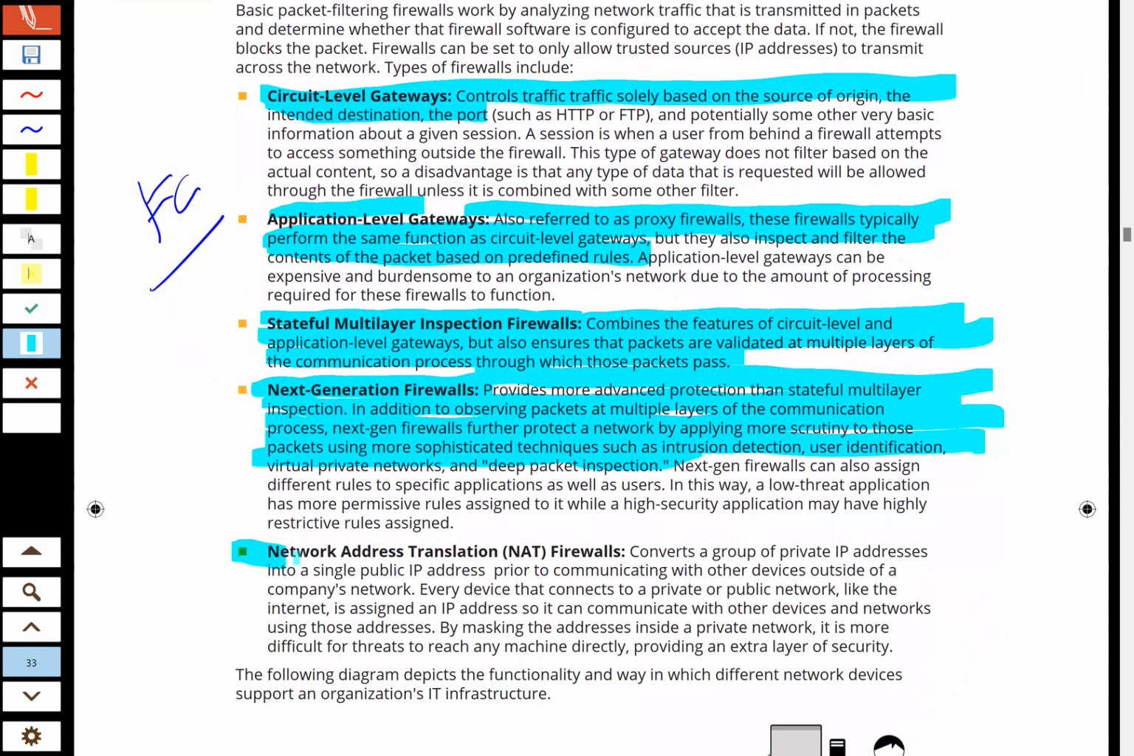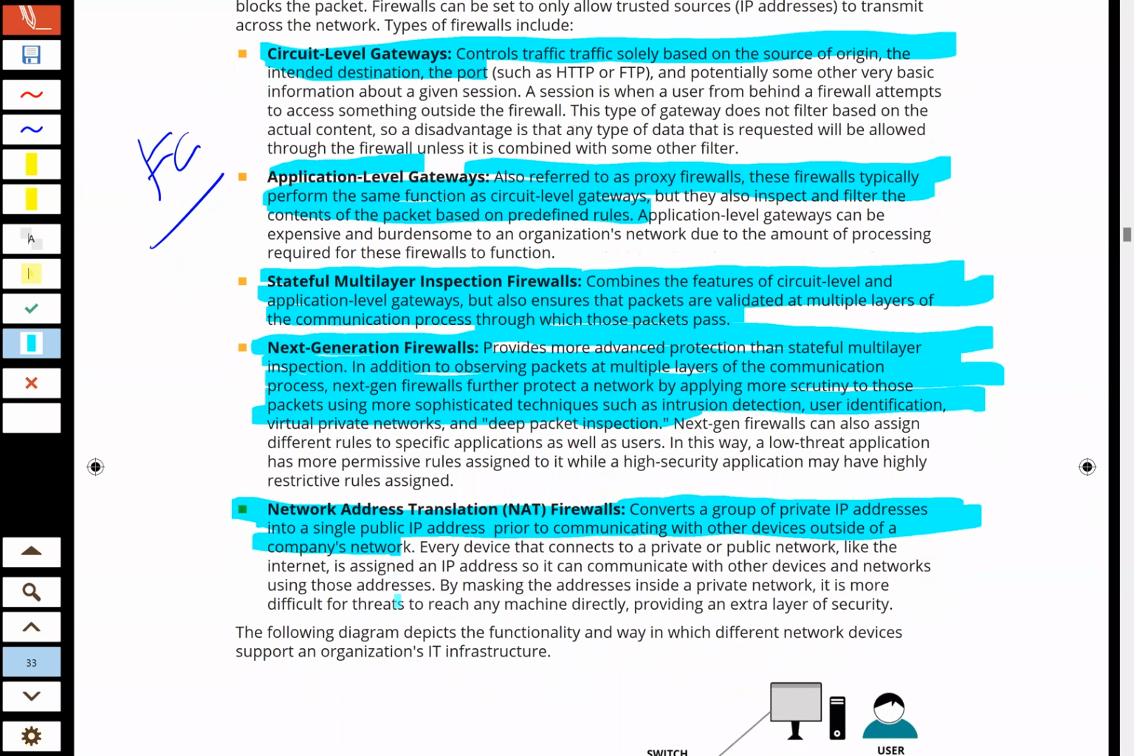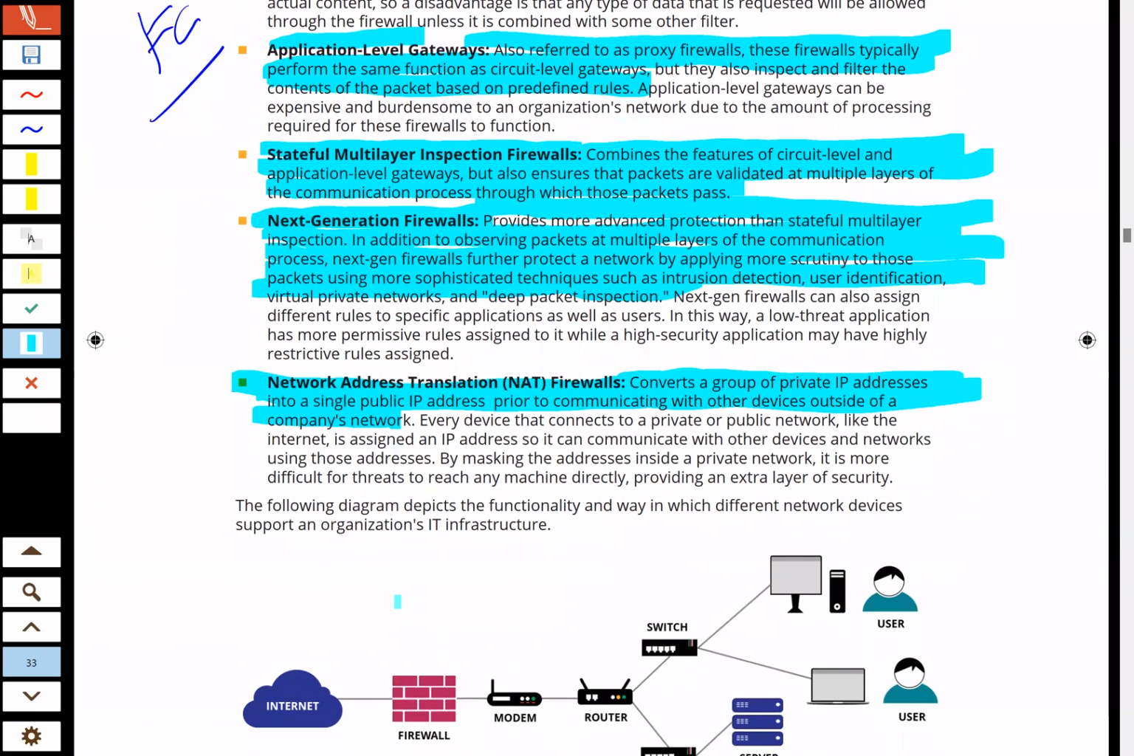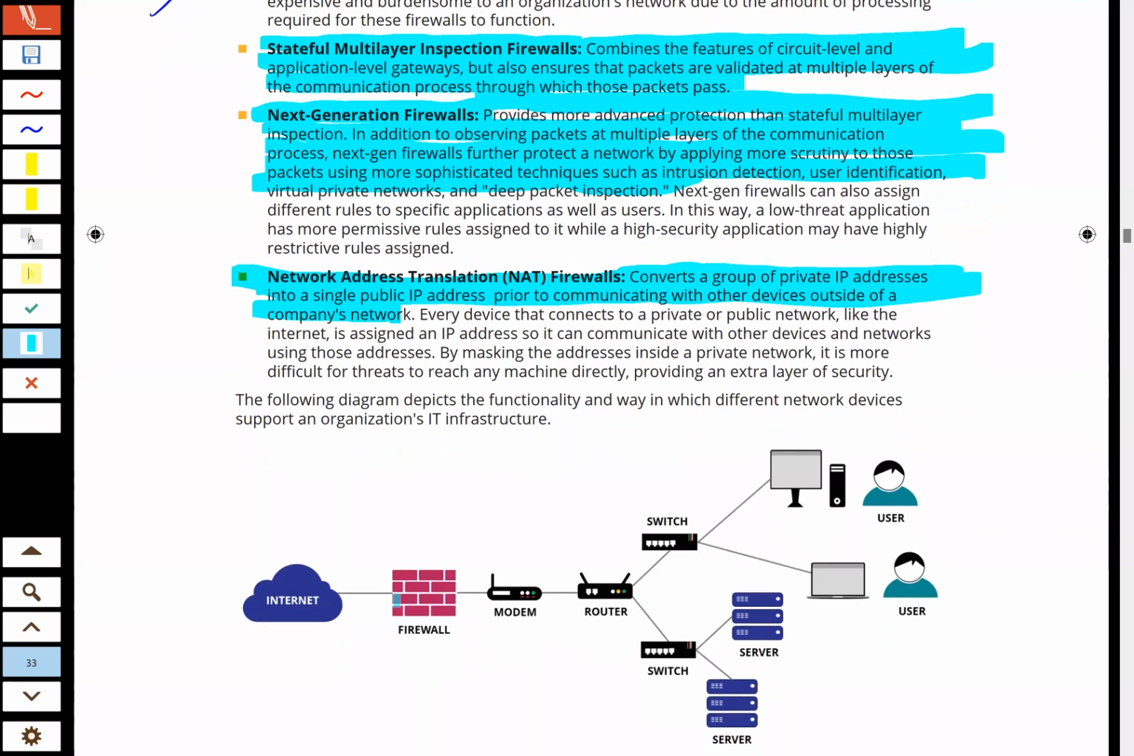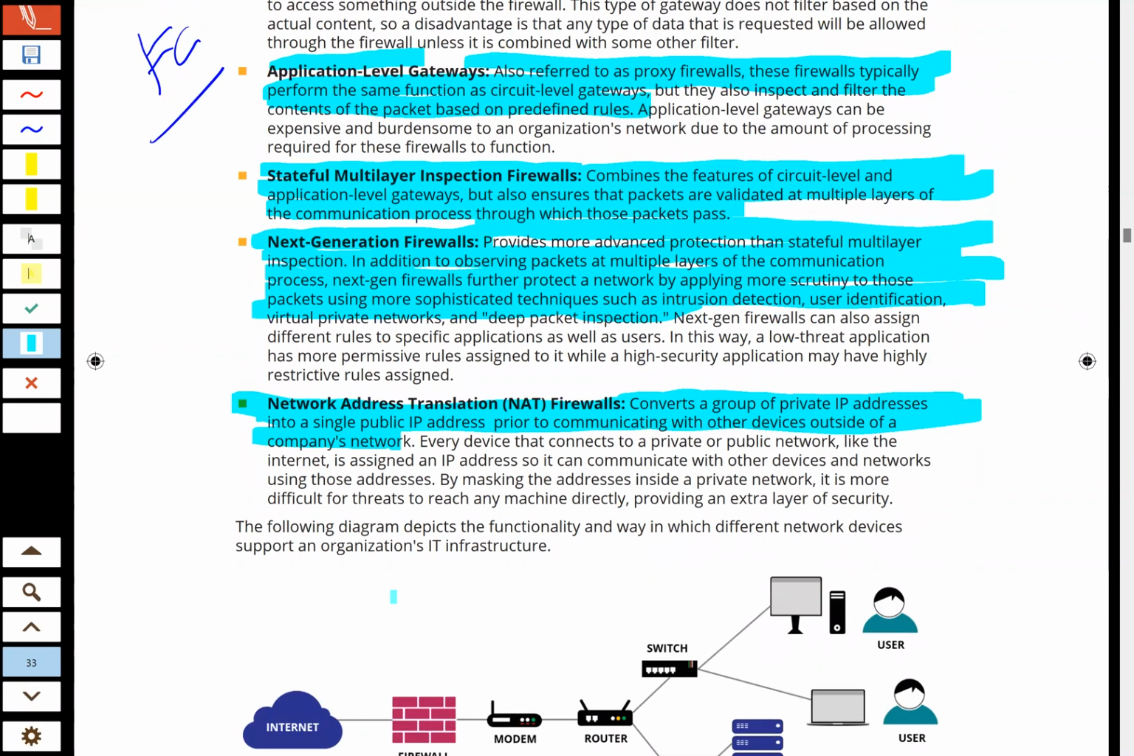And there's one more down here: network address translation. Firewalls convert a group of private IP addresses into a single public IP address prior to communication with other devices outside the company's network. Okay, so flashcard those very specific terms. I don't think you'll see a lot of that on your exam, but I don't want you to just go in there with no idea of these different types of firewalls.